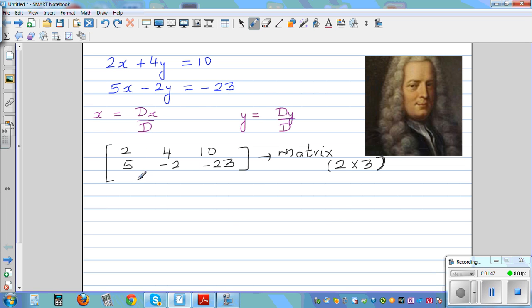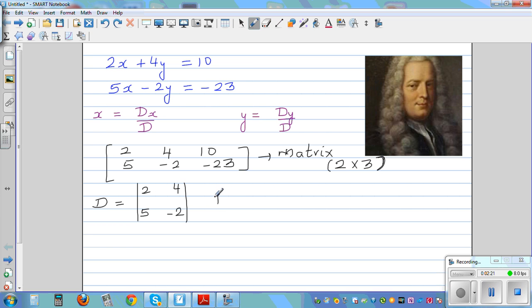Okay, now from the matrix, we're going to find the determinant. So let me write first D. The determinant D, you write with a line. Determinant D is the numbers associated with x and y. So you write 2, 4, and 5, negative 2. So this is not the determinant yet. This is in a vector form. Okay, so we want to find the determinant of this.